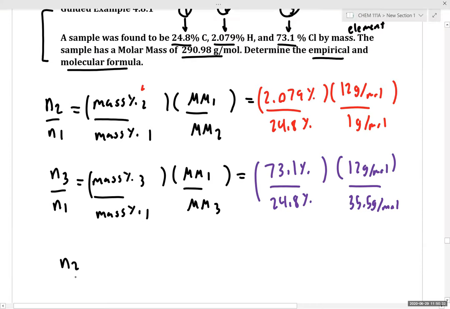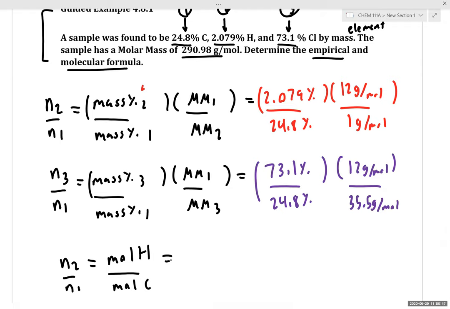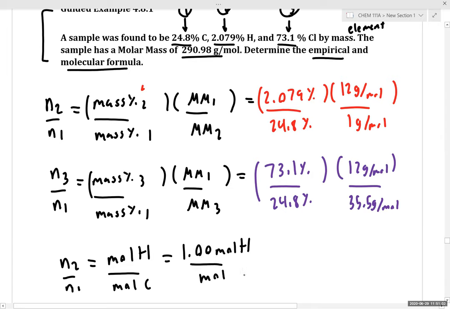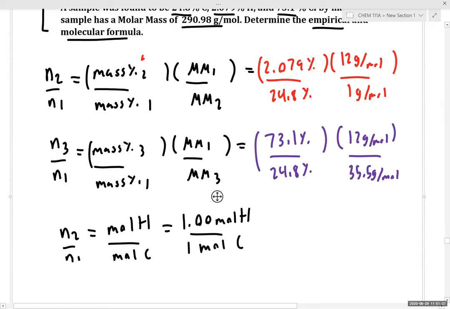So N2 over N1, which is representing the moles of hydrogen per mole of carbon. If we punch it into our calculator from our above equation, we get the following result. So we have 2.079 over 24.8 times 12. That gives us 1.00 moles of hydrogen per mole of carbon. Okay, we're getting somewhere now.